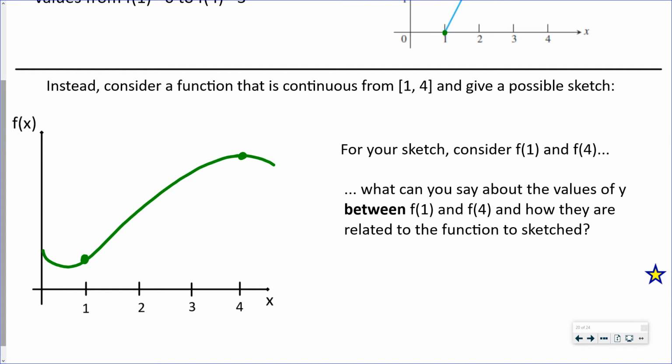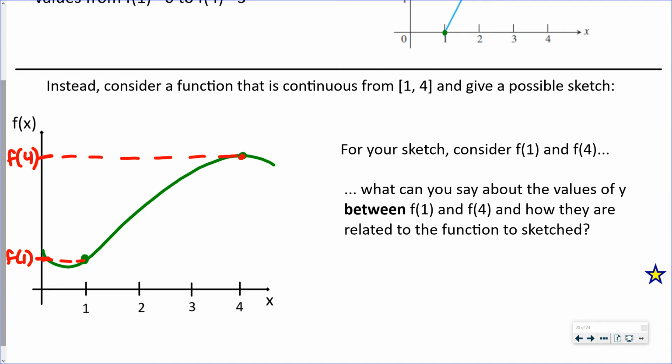So f of 1 would be my output here, so let's label that on our y-axis. That'd be f of 1. And f of 4 would be your output wherever you put that point for your other endpoint. f of 4. As long as your sketch is continuous, meaning you can trace it from 1 to 4 without picking up your pencil, that's all you need for this little mini proof, I guess we can call it.